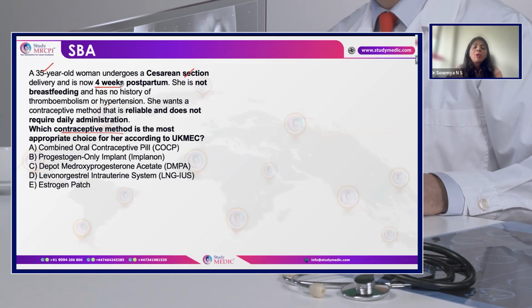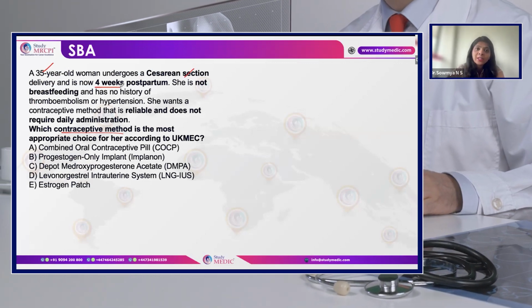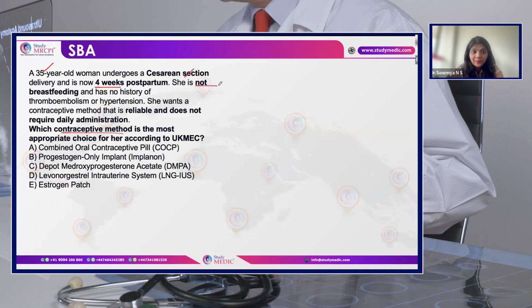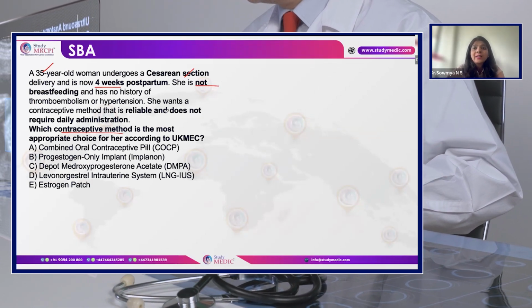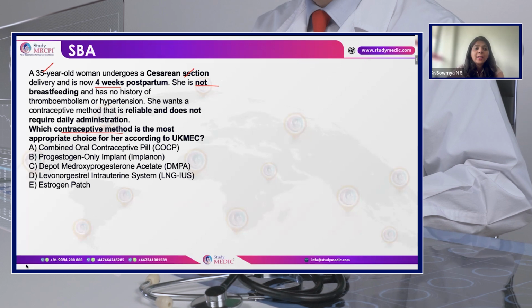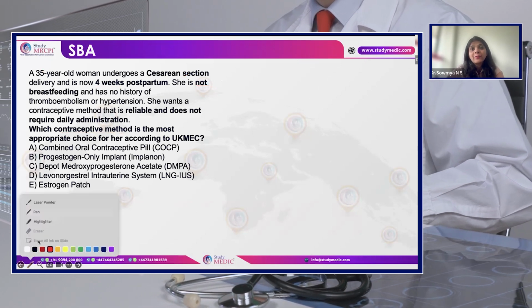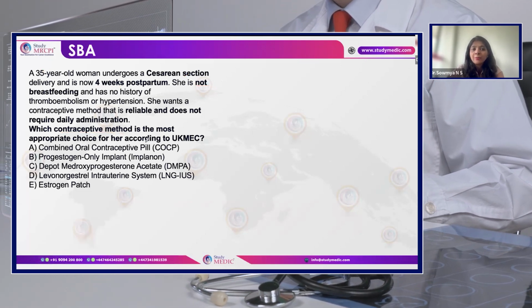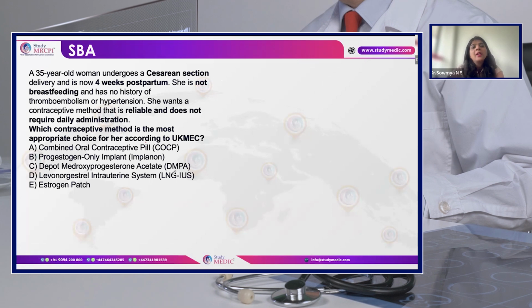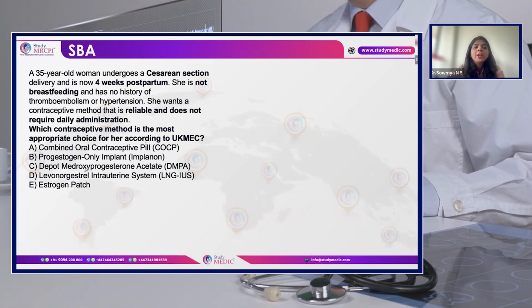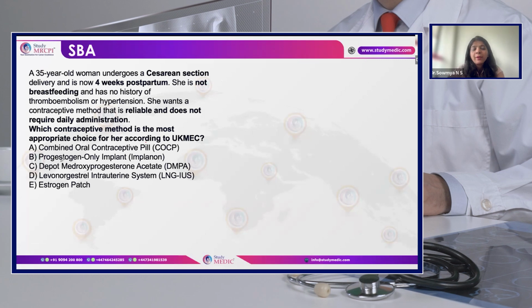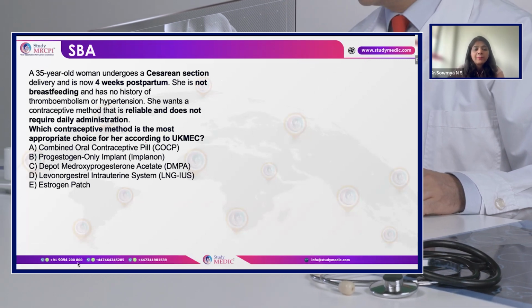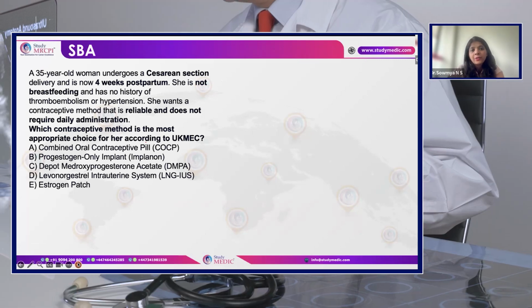Whenever you see postpartum, always check whether she is breastfeeding or not breastfeeding. So she is not breastfeeding, no history of thromboembolism or hypertension. Obviously, it indicates that she had a low-risk pregnancy, except for the cesarean section. She is at 4 weeks postpartum, not breastfeeding. So you have hormonal contraceptives of all sorts: COCs, Implanon, Depo, Mirena, and estrogen patch.